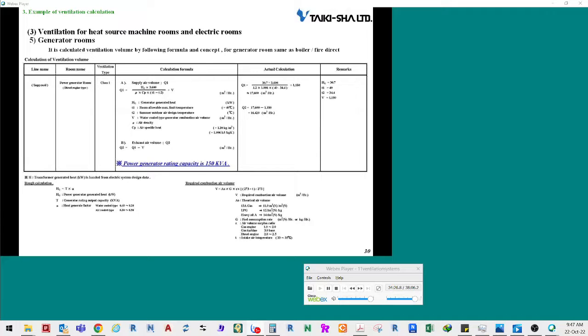The supply air rate is the sum of the ventilation air quantity to maintain machine rooms at the allowable temperature and the air quantity needed for combustion. The exhaust air quantity is the airflow determined by subtracting the airflow quantity needed for combustion from the supply air quantity.